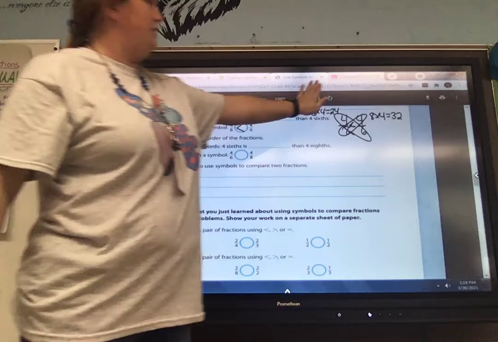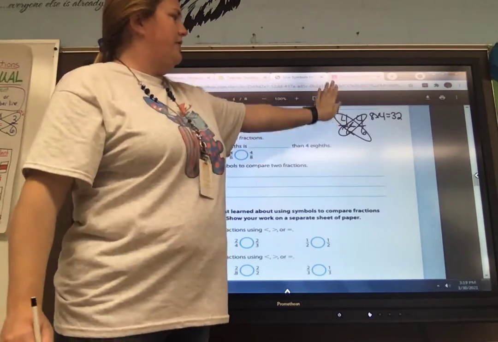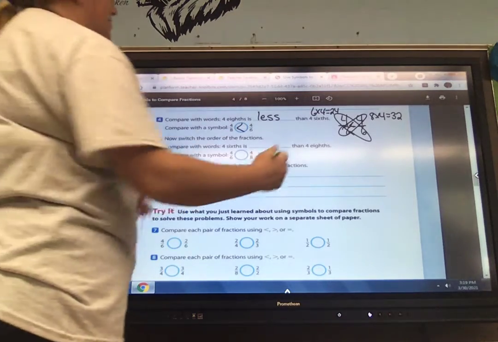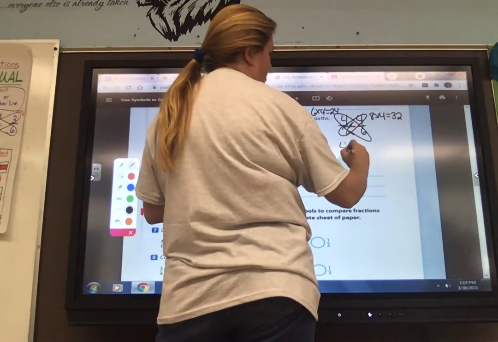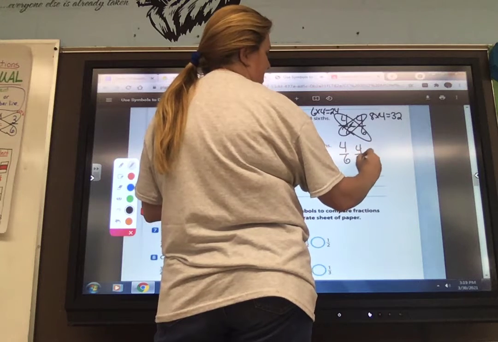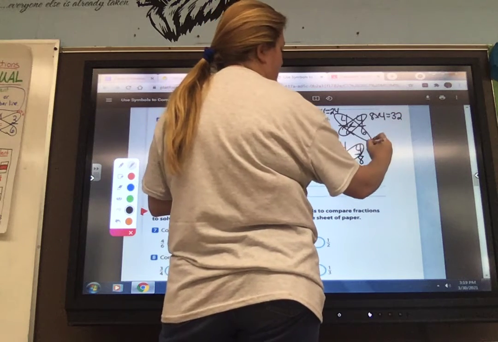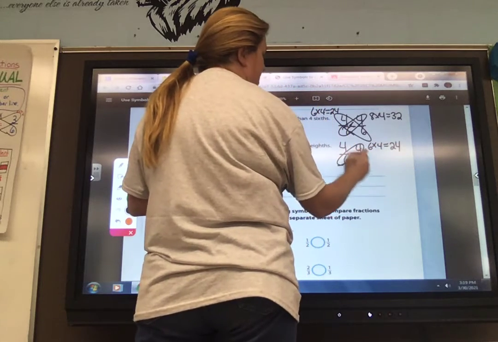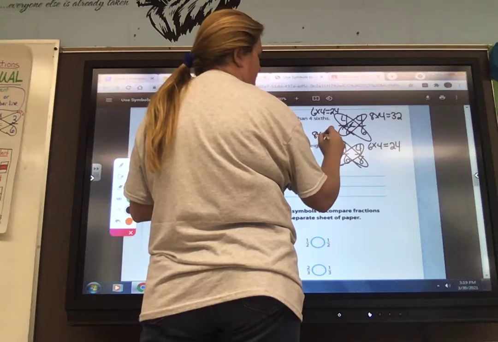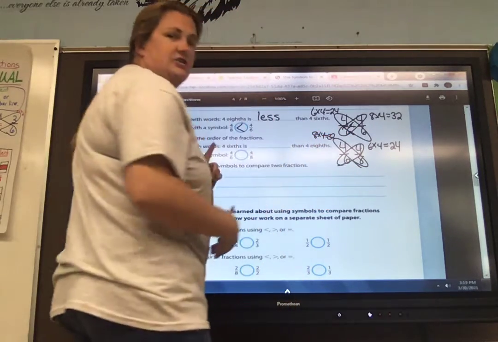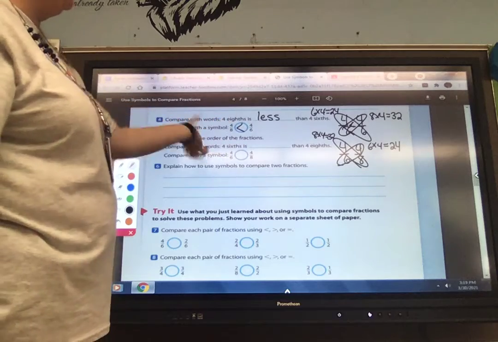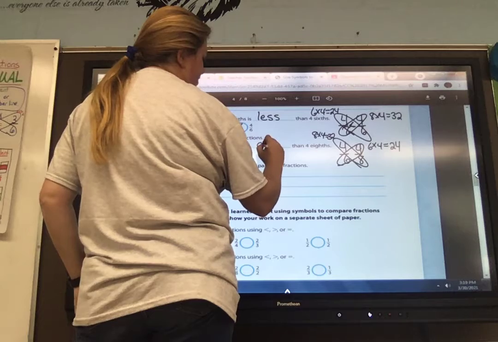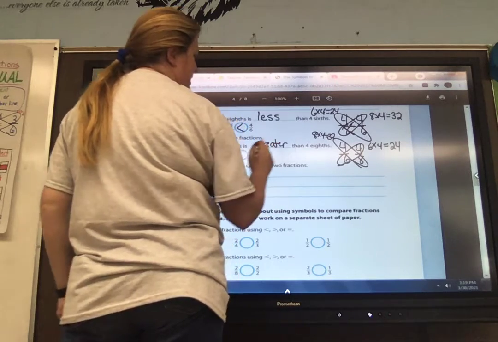It's less because 24 is on the 4/8 side. Now it wants us to switch them. So if I put the butterfly, the only way the butterfly changes is now you write the 6 times 4 on the right because I switched my fractions, and the 8 times 4 goes on the left because that fraction's now on the left. So we've got to switch our signs. So now 4/6 is greater because I put it on the other side than 4/8.